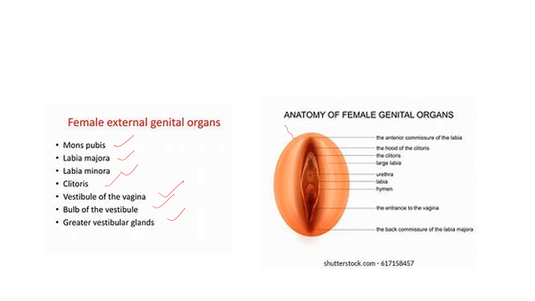Here there is a cushion-like structure which has hairs on it. This is known as mons pubis. And then further there is this outer layer, which is a leaf-like structure. This is known as labia majora. Then there is the inner smaller lip, that is known as labia minora.